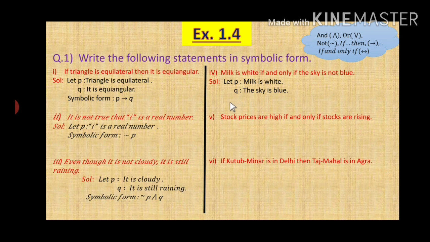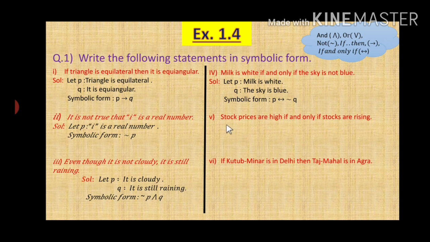And what is the connective? If and only if. So this is the sign for if and only if. So the symbolic form will be P double implies negation Q. This sign is read as double implies. Okay, so P double implies negation Q is the symbolic form of the given statement. Now the next one. Stock prices are high if and only if stocks are rising.